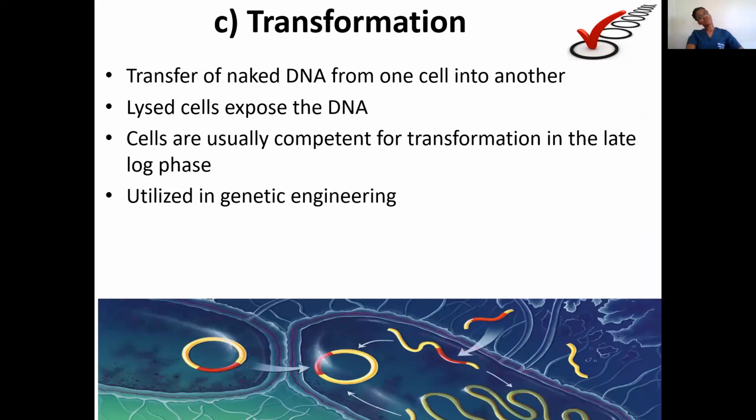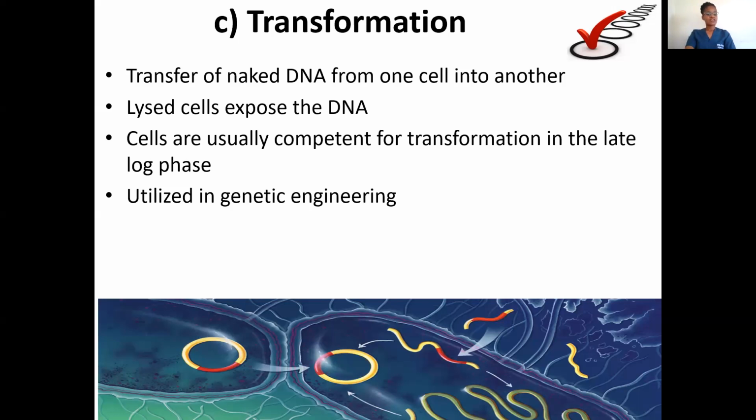Transformation is whereby we have a harmful bacteria releasing DNA into the environment. So here we'll have naked DNA being taken up by another cell. So we'll have transfer of this naked DNA to the recipient cell. So when does this transformation happen? Transformation happens during the log phase of a cell, and transformation has been used a lot in genetic engineering.